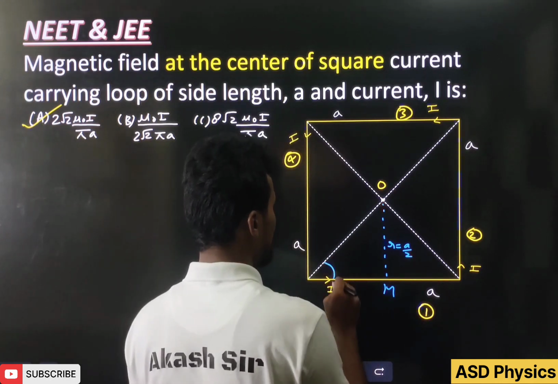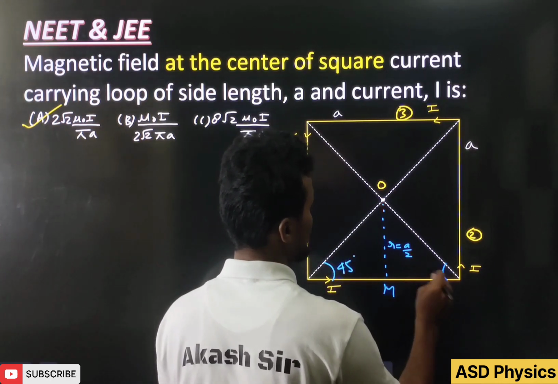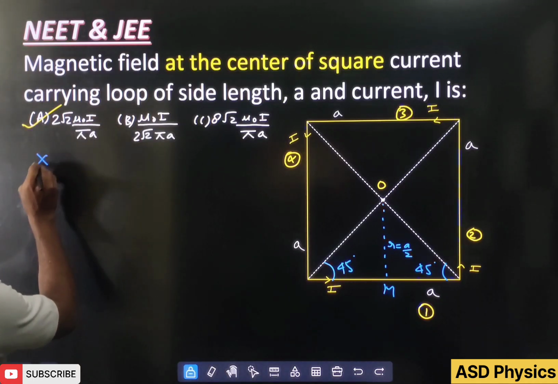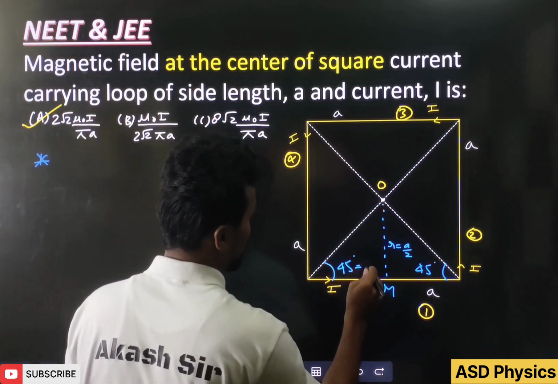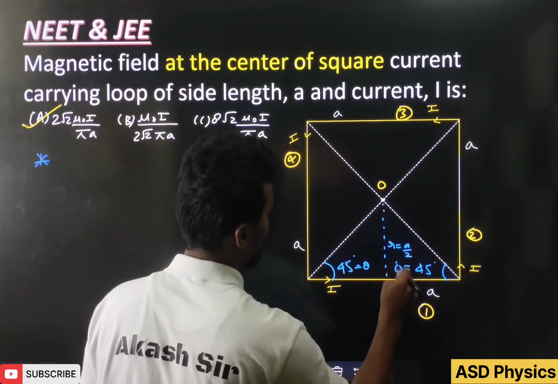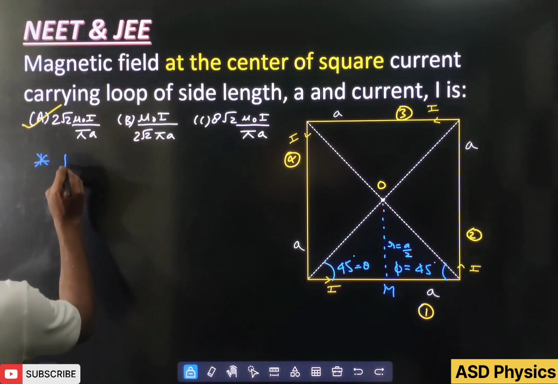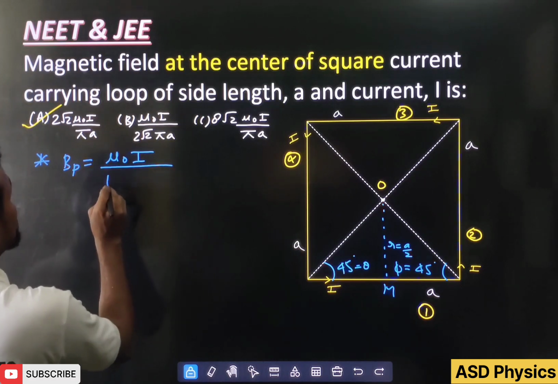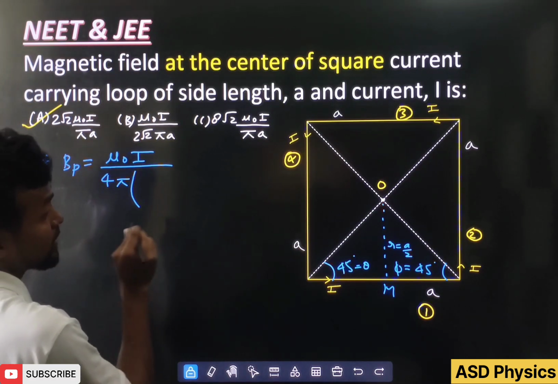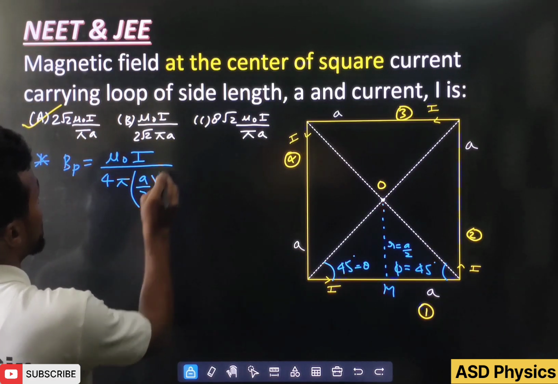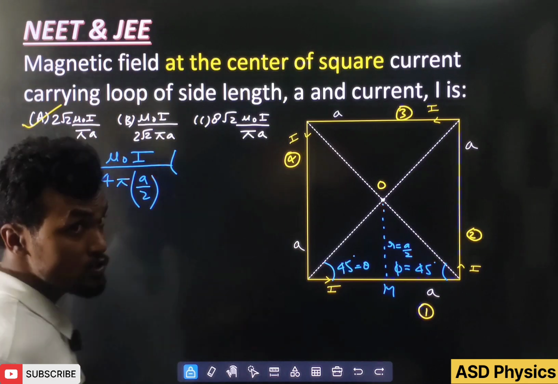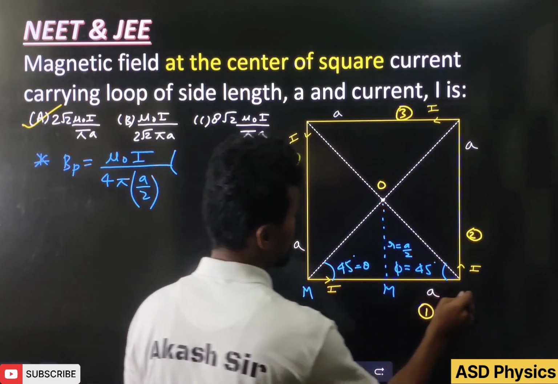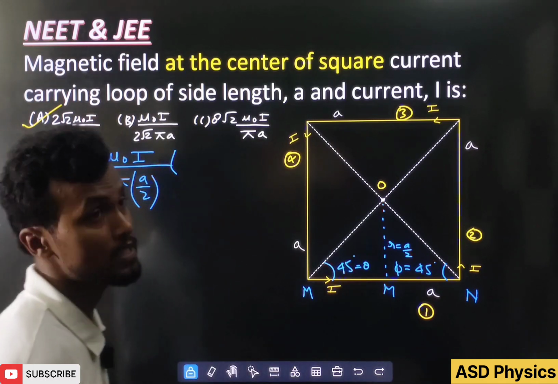Is it? Now this angle is 45 degree. This angle also is 45 degree. Is it? Remember that here this is again theta and this is phi. Okay. So again the formula, BP equal to mu naught I by 4 pi. R value, you know very well, A by 2 and cos 45, cos theta plus cos phi, because the angles are at the end points M and N, cos theta plus cos phi.